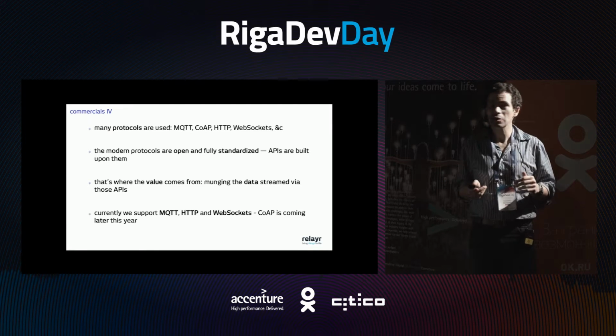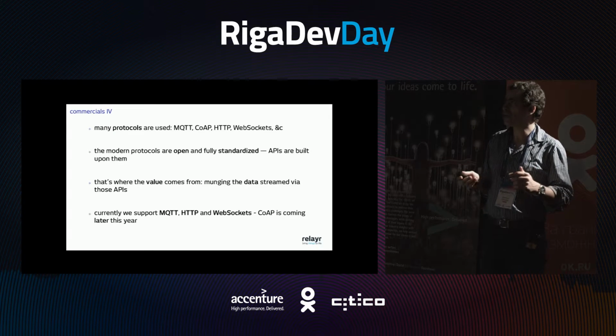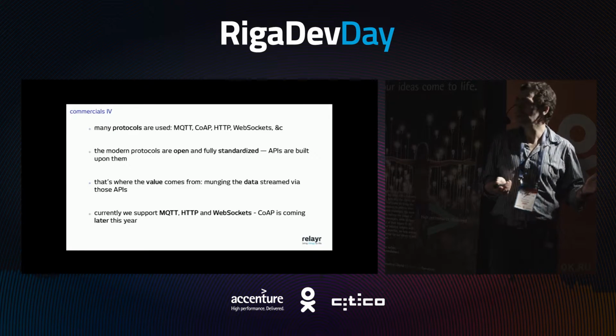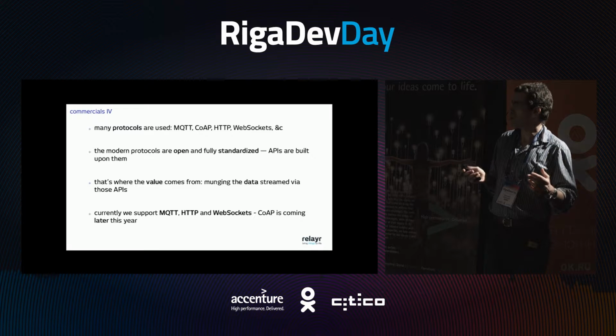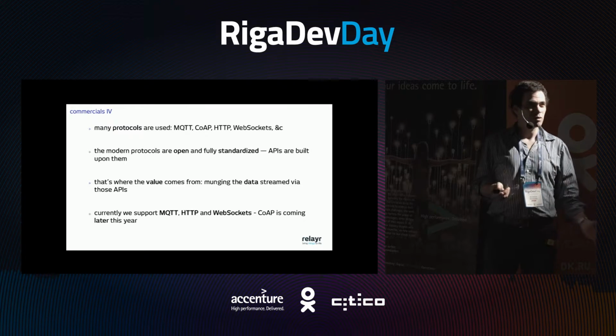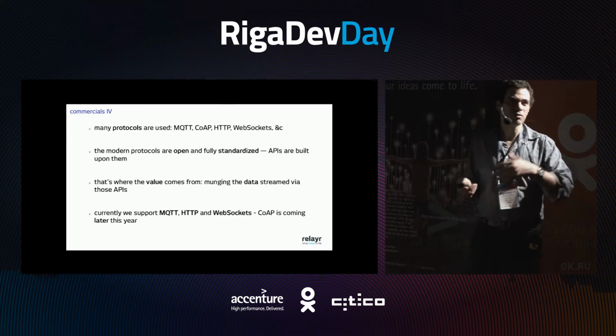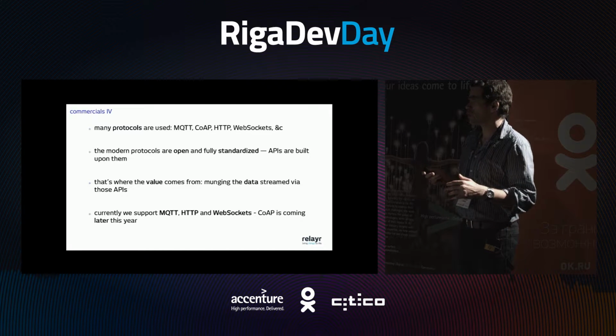CoAP is a very recent protocol. It means Constrained Application Protocol, and it was only standardized last year. You see this next to another: we have HTTP, basically the basis of the web and modern APIs, and we have CoAP. The idea of CoAP was to take the same approach you have in HTTP with REST interfaces and URIs for addressing resources and apply it to the Internet of Things.